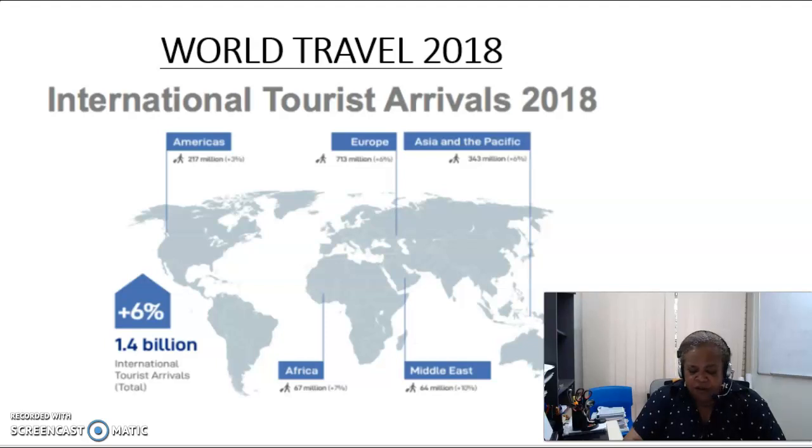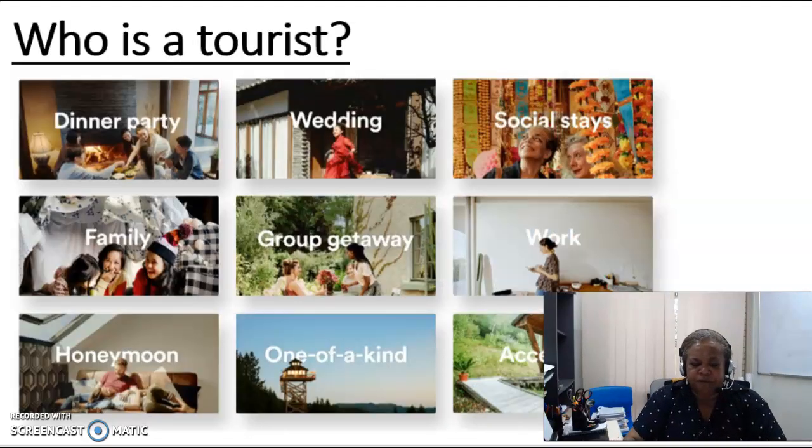So imagine the number of hotels required to accommodate 1.4 billion people, and the number of planes required to transport these people, the number of meals, breakfast, lunch and dinner, required to serve 1.4 billion people, and also the number of activities that are required to service 1.4 billion people.